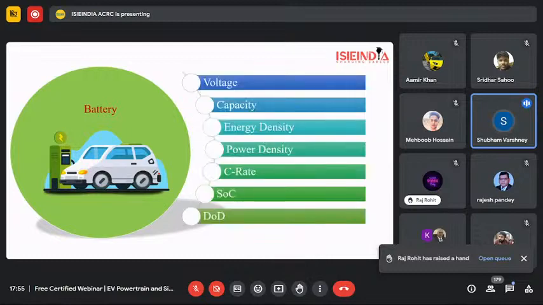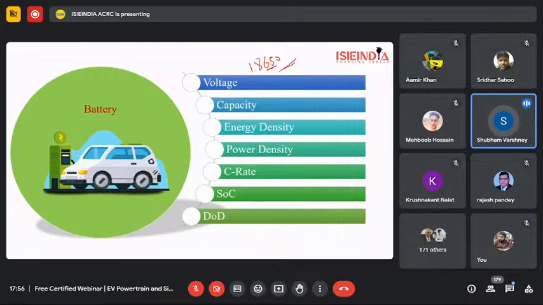Now here are some terminologies which are used for batteries. They are voltage, capacity, energy density, power density, C rating, SOC, and DOD. So simply, whenever we have a battery cell, a single cell, let's suppose this is an 18650. This is a very popular cell which is used in electric vehicles.